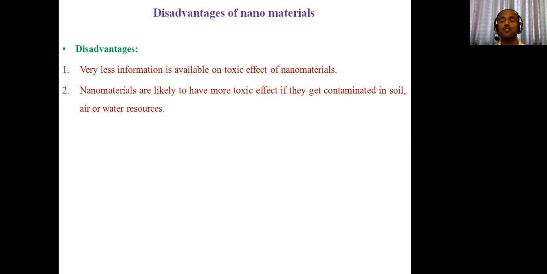Along with advantages, there are some disadvantages also. First disadvantage of nanomaterial is that very little information is available on the toxic effect of nanomaterial. Nanomaterials are likely to have more toxic effect if they get contaminated in soil, air, or water resources. That is due to its increased surface area. It becomes more effective and sometimes it may be more toxic compared to its bulk counterpart. That is one of the serious drawbacks. We can call it a disadvantage of nanomaterial.